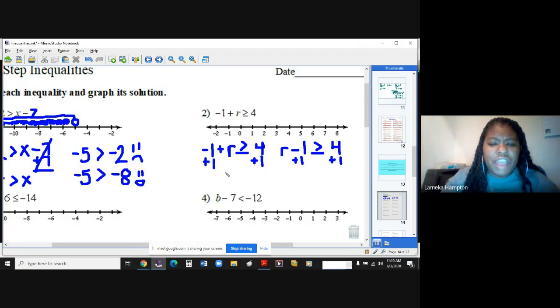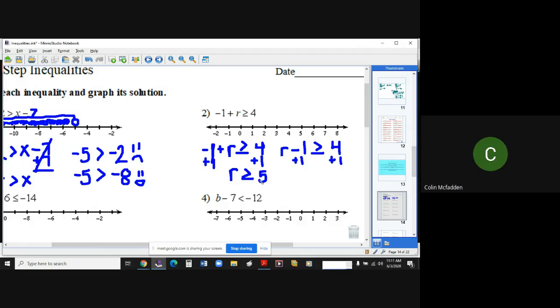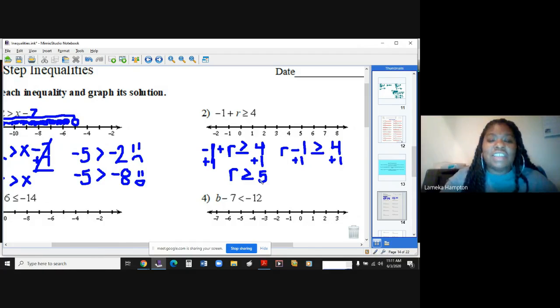All right. So when I do that, we know that cancels out. I am going to be left with r is, not equal to, I'm sorry, it's going to be greater than or equal to 5, because I have my line under my inequality. Now, because I have the greater than or equal to sign, which circle do I have? Do I have an open circle or a closed circle? Open. You sure? It's a closed circle.